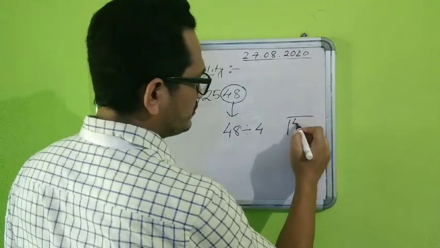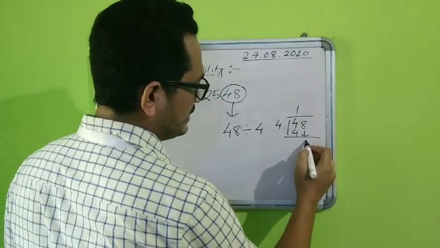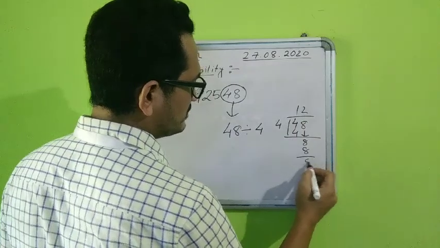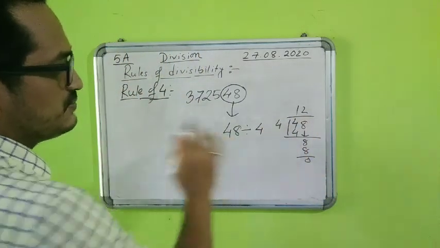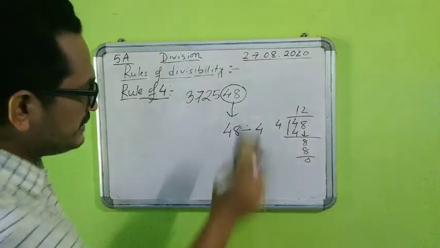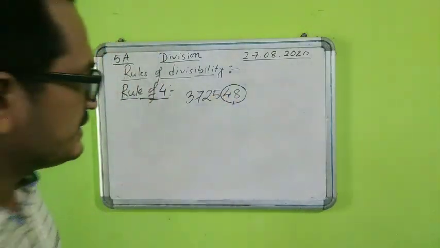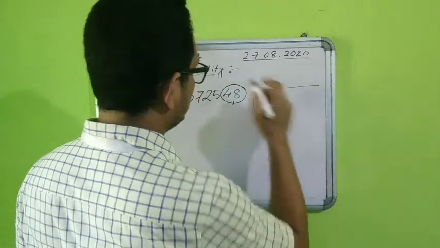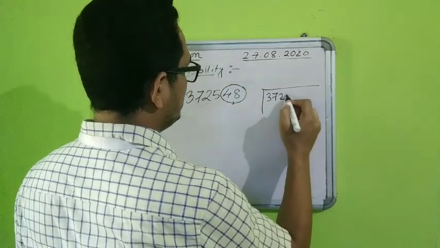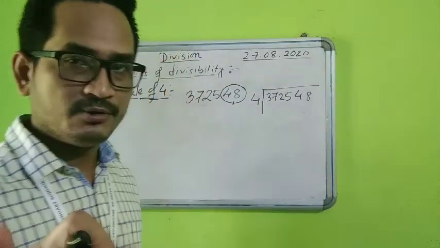48 is divisible by 4 because if I divide 48 by 4, 4 ones are 4, then 8, and 4 twos are 8. So remainder 0. That means 48 is divisible by 4. So you can say the complete number will also be divisible by 4. Let us check whether my calculation is correct or wrong. 3, 7, 2, 5, 4, 8. By 4 I am dividing. I already told it will be divisible.